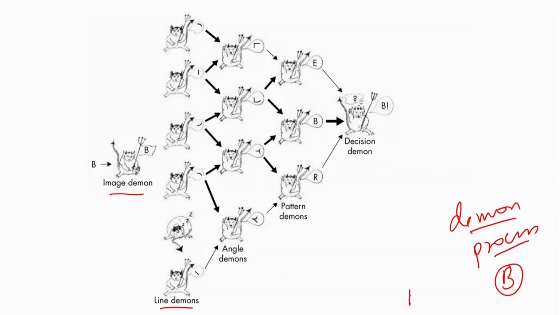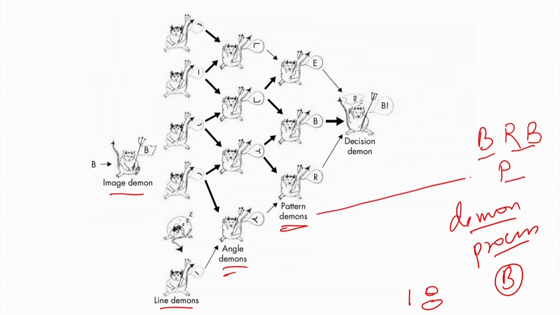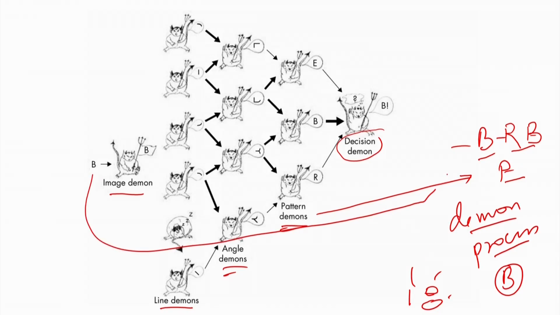First, we divide B into a line like this, into a line like this, into a line like this, and then a combination of these. So, that is what it is, and this is how first the image daemon excites, then the line daemon excites, then the angle daemon excites, and then the pattern daemons, because B could also mean it is closer to R, it is also closer to B, it is also closer to P. So, these are the pattern daemons which are there, because these are all the possibilities. And then there is a decision daemon which compares these and says that the input that I have is the closest match with B. So, this is how the Selfridge model really works.